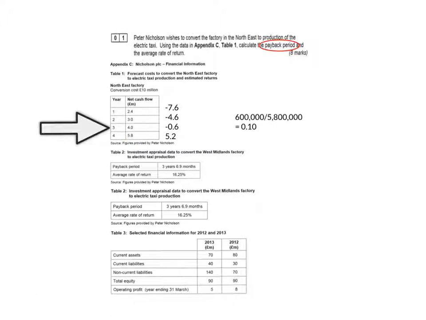And rounded, we'll get 0.1 or 0.10, and then we times that by 52 to get it in weeks. And again, rounded, we get 5.4, so we know it's 5.4 weeks, but our final answer will be 3 years and 5.4 weeks. So that will be our final answer to get us 4 marks on this 8-mark question. Remember, the other 4 marks come from average rate of return.